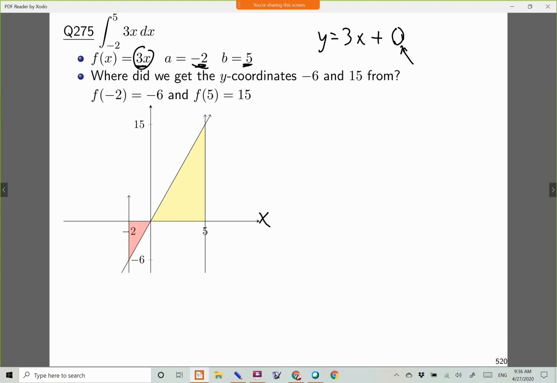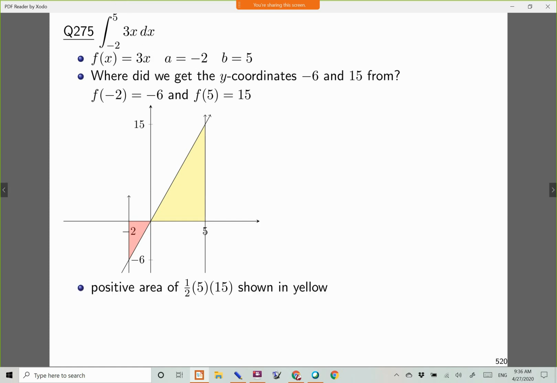The yellow region, let me get rid of too many markings to see what's going on, is above the x-axis, so that should be counted positive. The red region is below the x-axis and should be counted negative. So the positive region is a triangle. That's why I wanted to pick a straight line for now. We'll look at new, more creative examples tomorrow. But for this triangle, positive area, use the triangle area formula, 1/2 times base times height.